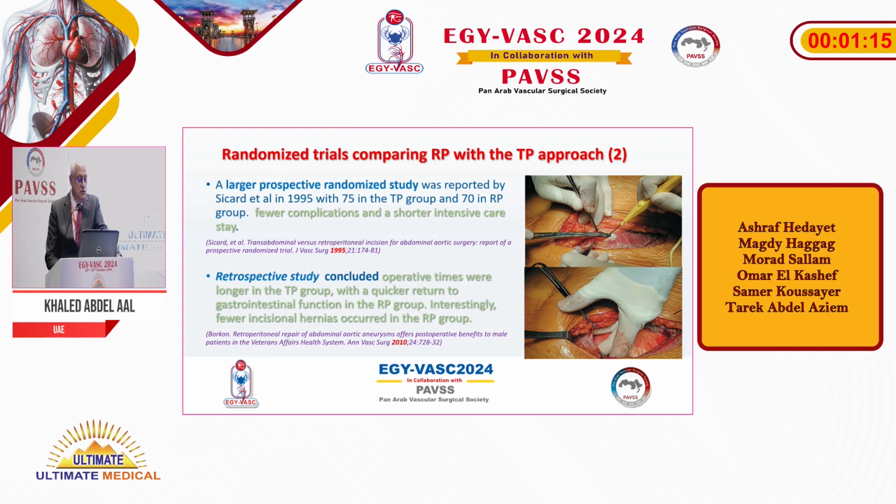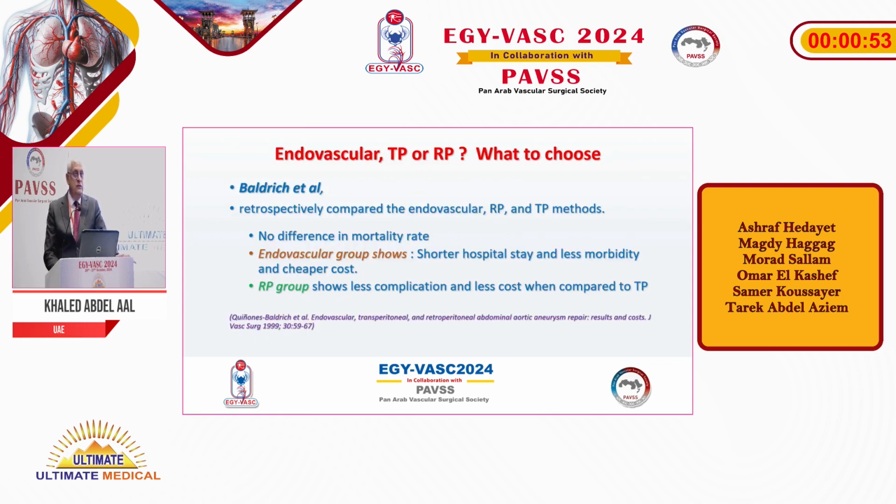Even a recent study in 2010 by Bocon, a retrospective study, concluded that the operative time was longer in the transperitoneal group, and there was a quicker return to gastrointestinal function in the retroperitoneal group, and interestingly, fewer incisional hernias occurred in the retroperitoneal group. Now, in the era of endovascular repair, Baldrige tried 25 years ago, in 1999, to answer this question: which technique to adopt?